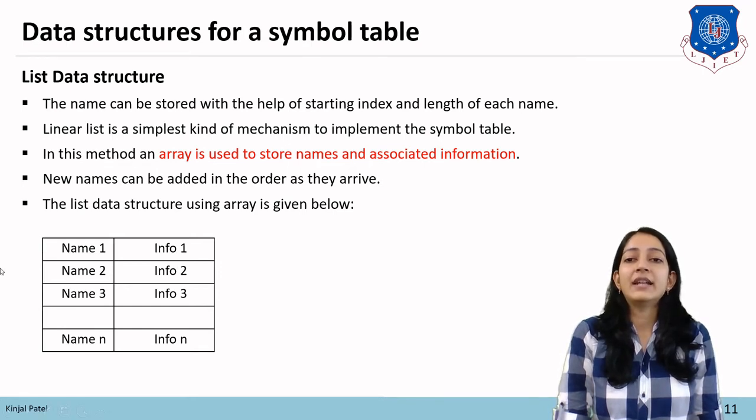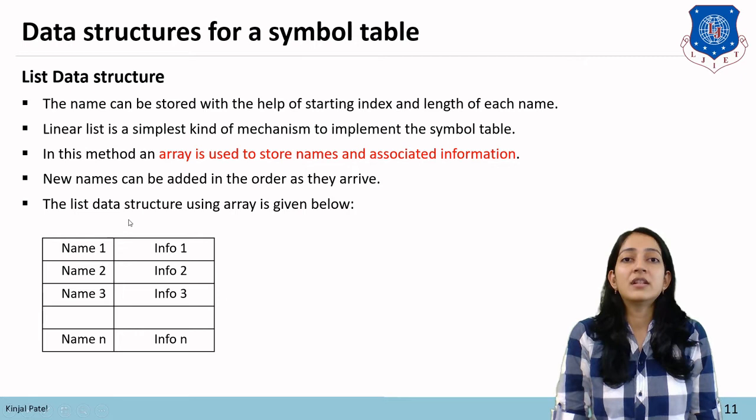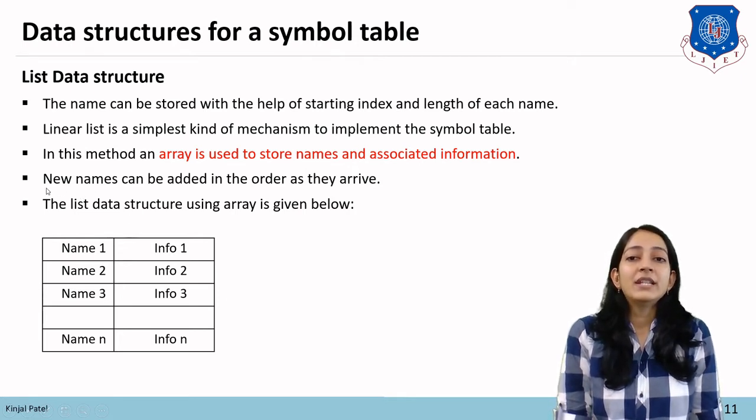So here you can see that the variable name and its information is stored in a linear list. So the search will also follow the linear search algorithm. Whenever new names are added, they are added in the order they arrive, and whenever we want to retrieve any information, it is also retrieved in a linear search manner. If we want to find the name n, we start from name 1 and perform a linear search, and finally, when the name n arrives, we can find that variable.